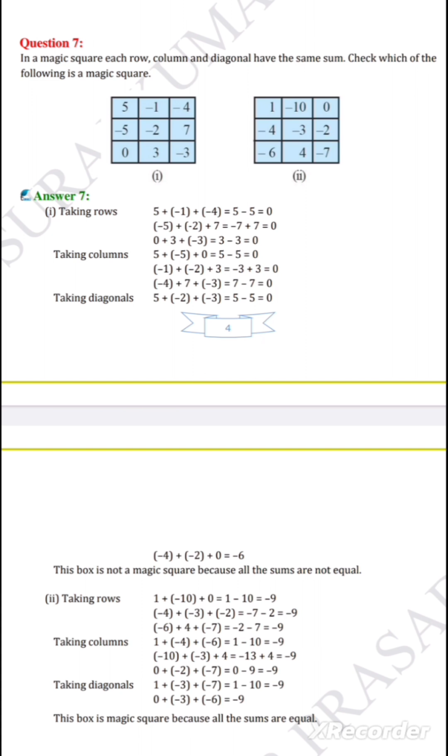This box is a magic square because all the sums are equal. All the sums of each row, column, diagonal, we got the sum as minus 9. So this is a magic square.